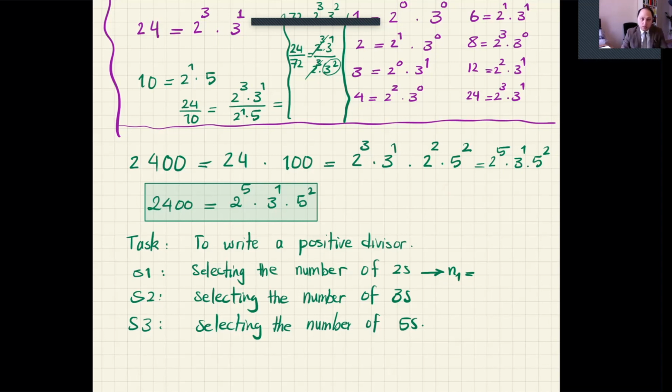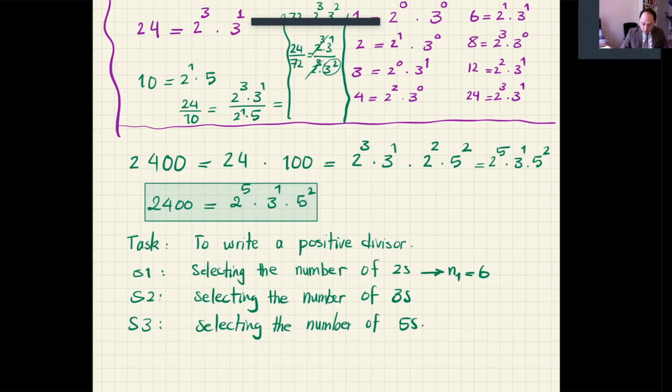But there is a higher bound on the number of 2s that I can choose. I cannot choose 6 2s, because I have only 5 of them. So either I choose nothing, or 1, or up to 5. So how many options are there? The options are 6. I choose one of them, either 0, or 1, and so on. So I have done the first stage.